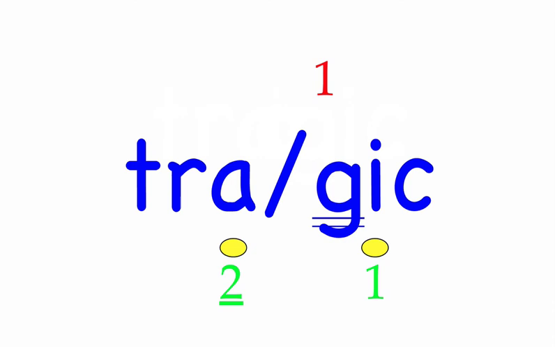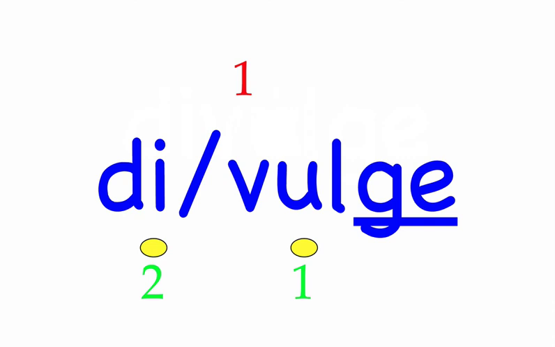And our final word is divulge. Divulge. I will not divulge your secret. Divulge. Di has 2 sounds. D, I. Vulge, 4 sounds. V, ul, j. Divulge. Mark the word. Divulge.